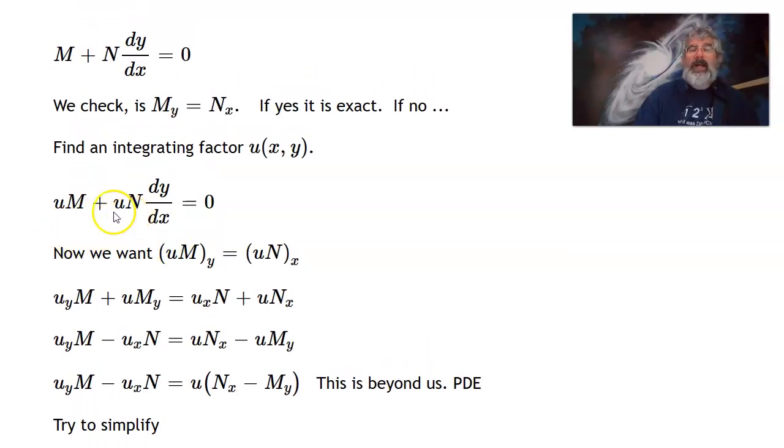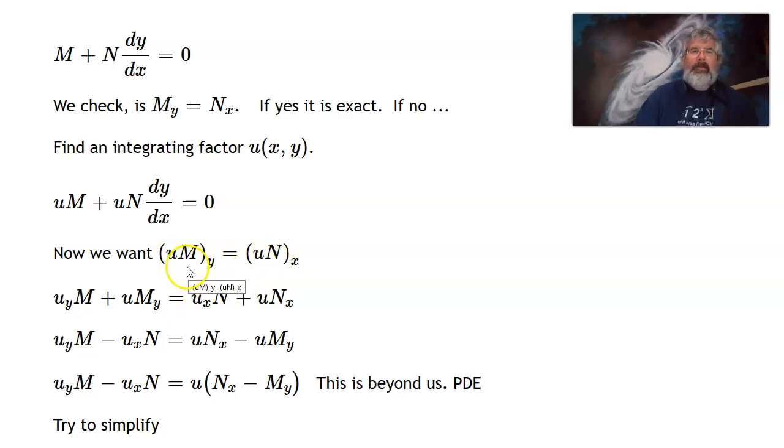If it's going to be exact now, then the partial of this with respect to y has to equal the partial of that with respect to x. So let's take a look at that equation right there. The thing is, this is now a product because M could be a function of x and y, u might be a function of x and y. There's a product rule here, likewise there's a product rule there.